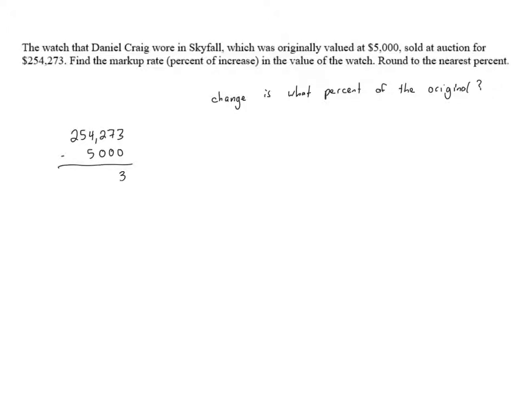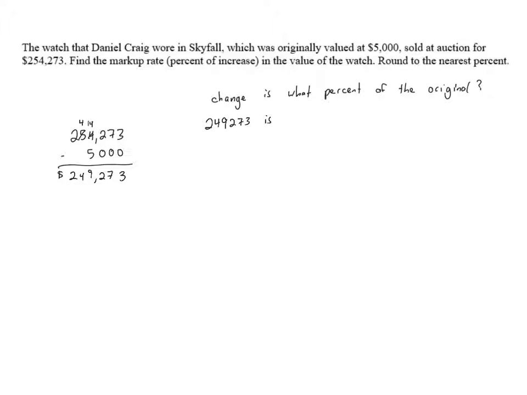You can, of course, use a calculator, but I'm going to be a little bit lazy here. Borrow from the 5, that gives us 14. 14 minus 5 is 9. Hopefully I have done this correctly. The change in price is $249,273.